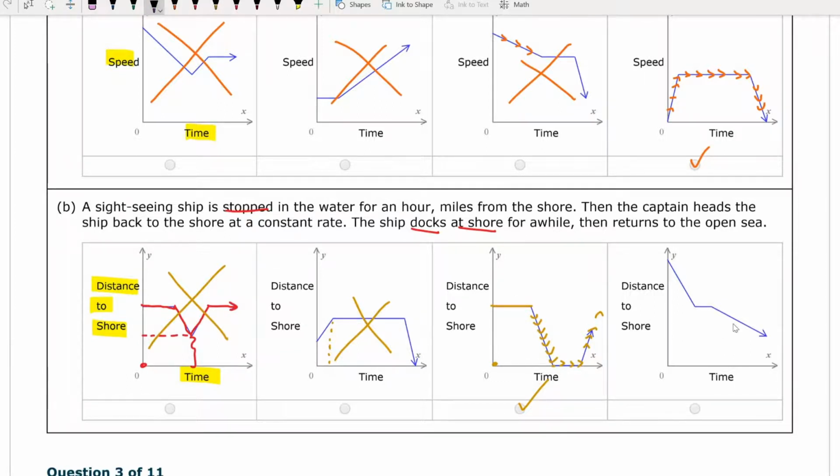Now let's consider graph number 4 to see if maybe that will be a better answer, maybe not. Okay, so we're going to look at graph number 4. As time goes by, the distance is decreasing. So this is already wrong because, again, the scenario begins with stopping in the water for an hour, miles away from shore. So we expect something to go sideways because the distance is unchanged over an hour. All right, that's it for number 2.